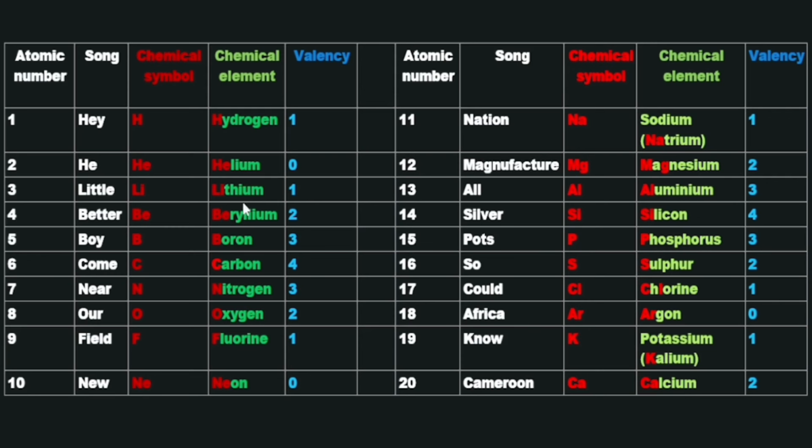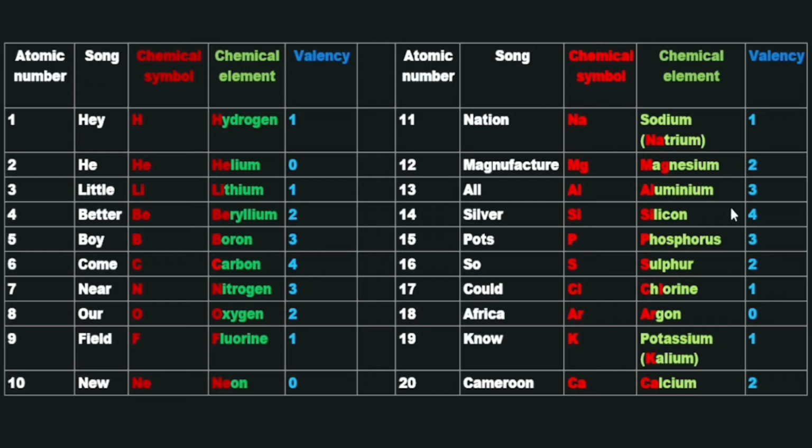After identifying the chemical symbols of the elements, the names given to them are H for hydrogen, He for helium, Li for lithium, Be for beryllium, B for boron, C for carbon, N for nitrogen, O for oxygen, F for fluorine, Ne neon, Na for sodium, Mg for magnesium, Al for aluminium, Si for silicon, P for phosphorus, S for sulfur, Cl for chlorine, Ar for argon, K for potassium, Ca for calcium.